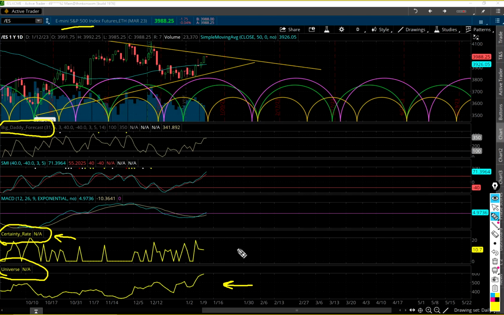Also, regarding the certainty rate that we're looking at here, and we're going to talk about this, it's also available on the TradingView platform. So if you have TradingView, you can also get the script for that. That's included in the nightly email.